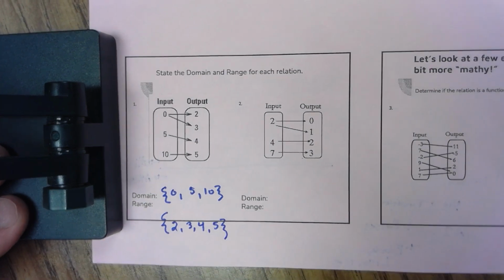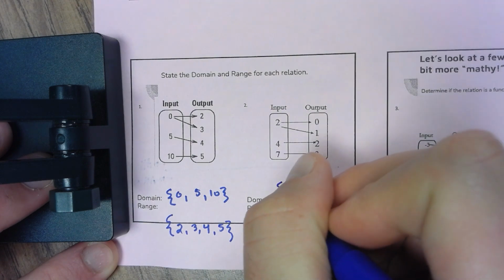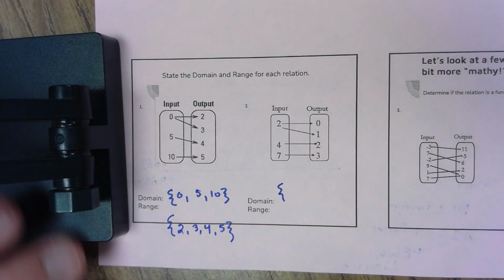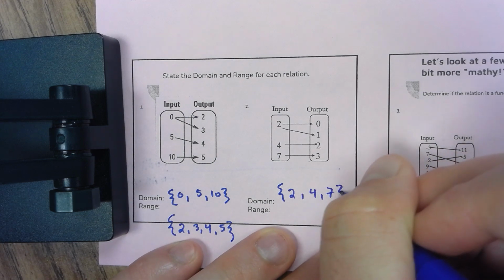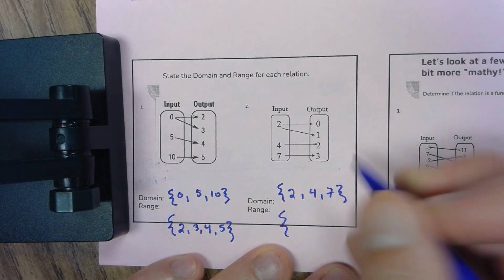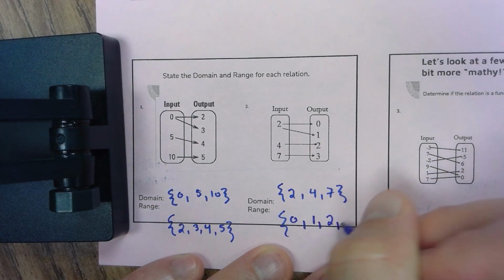Okay, so just a list of the inputs and outputs. All right, let's do the same thing for number 2. Inputs here are 2, 4, and 7. And the range or outputs is 0, 1, 2, and 3.